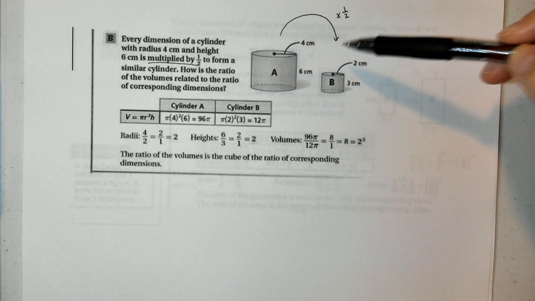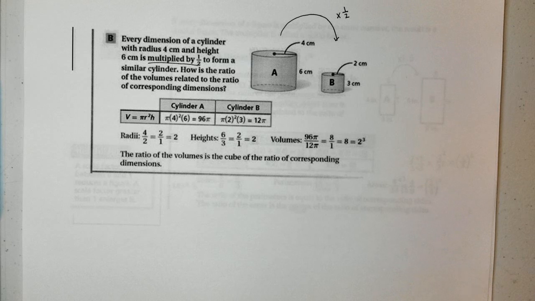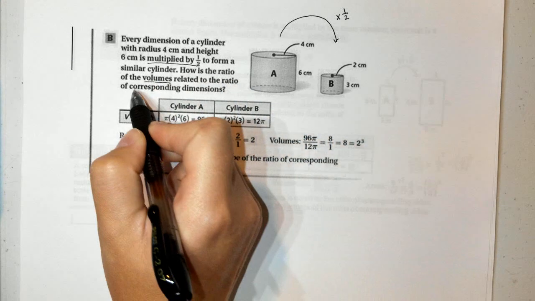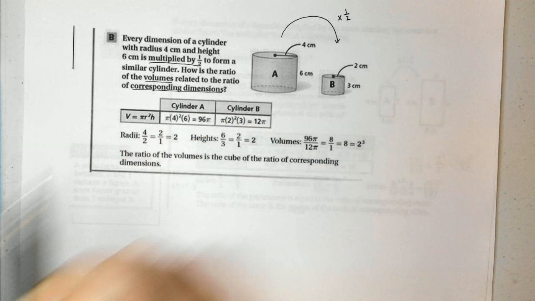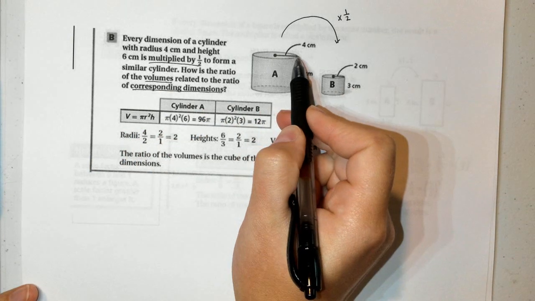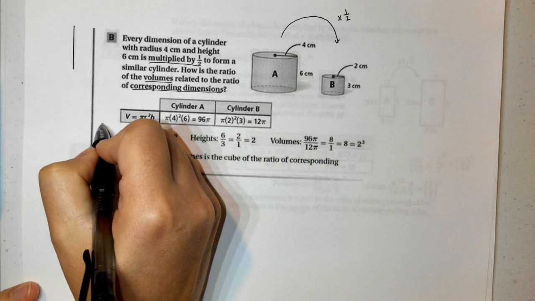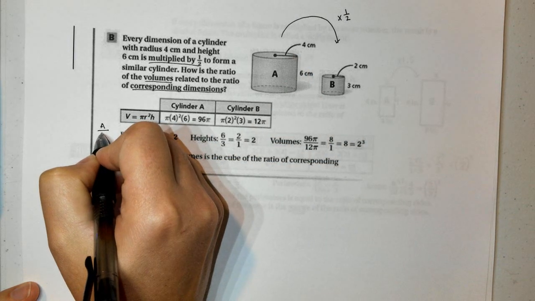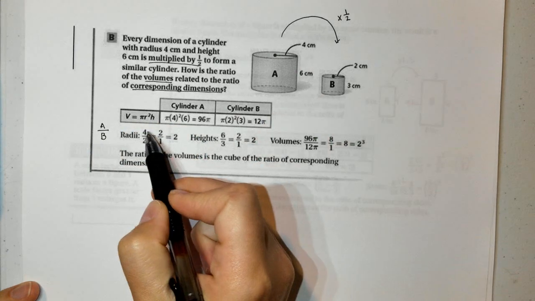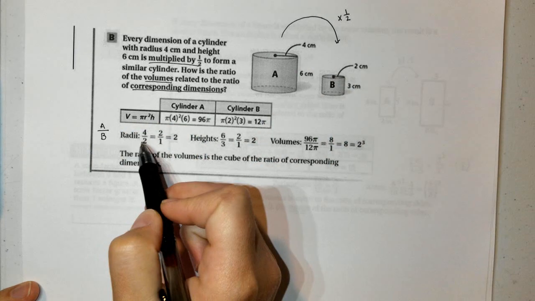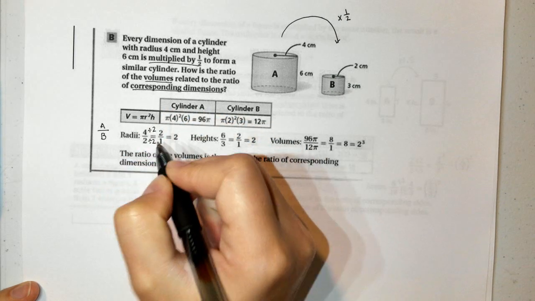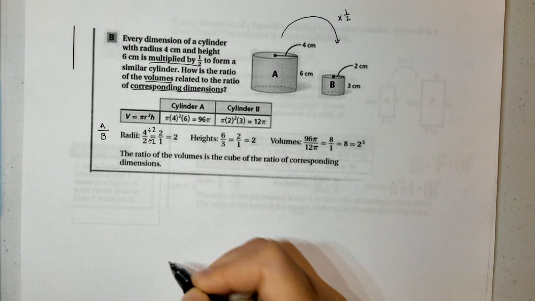So we have these 2 cylinders here. It says, how is the ratio of the volumes related to the corresponding dimensions? First, we already know the radius is 4 in A. So we're doing A over B. The radius in A is 4. In B, it's 2. And I can divide top and bottom by 2. So we get 2 over 1, which equals 2.